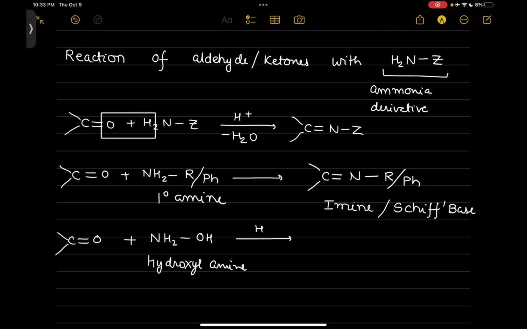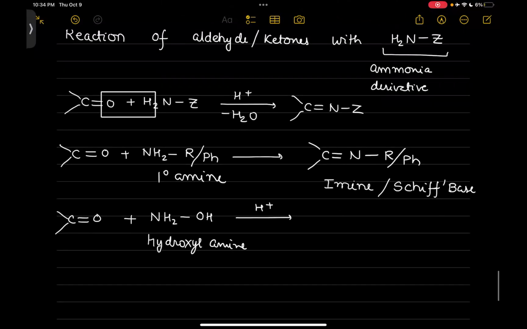So Jesslyn, what are we going to get as the product? The OH will attach to C. Yeah, remove the water. Remove the H2 and O, and club these two molecules together. So hydroxylamine was the reactant.